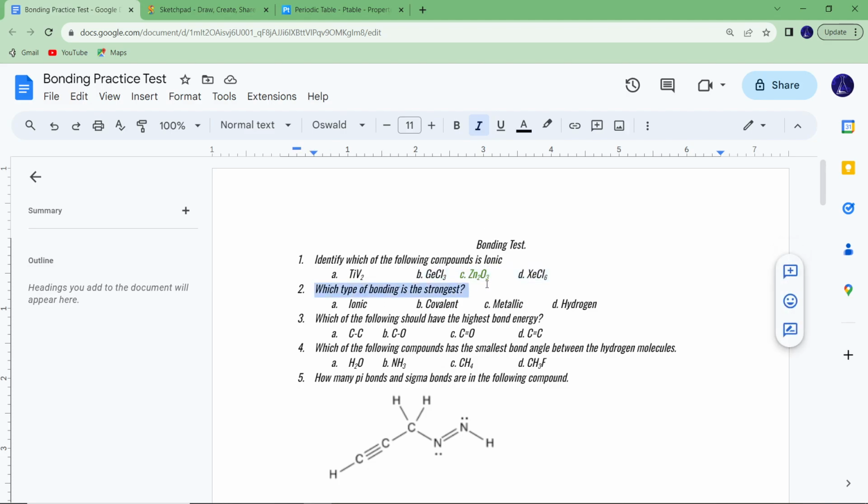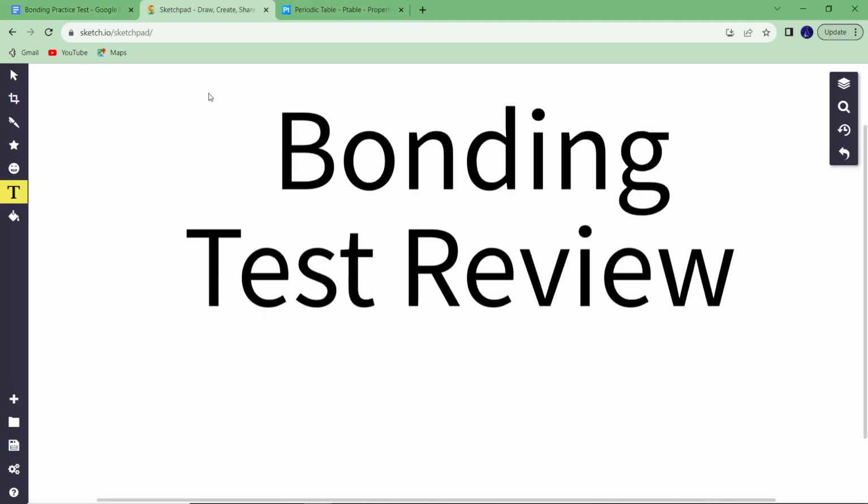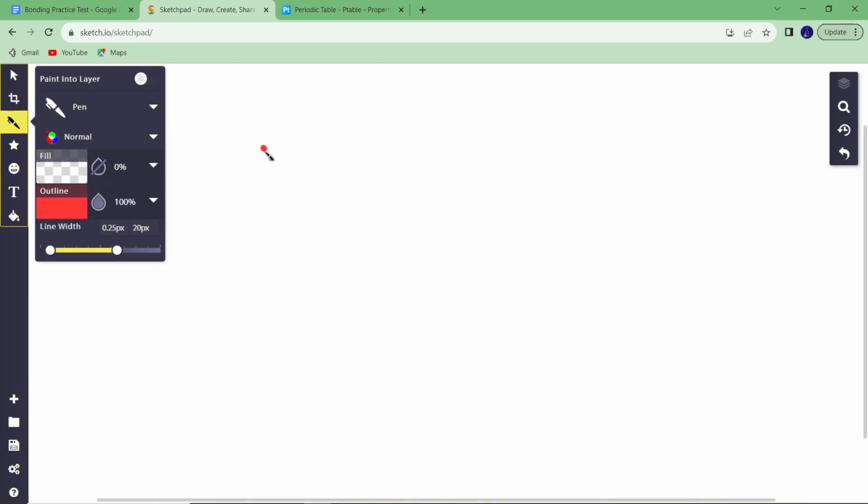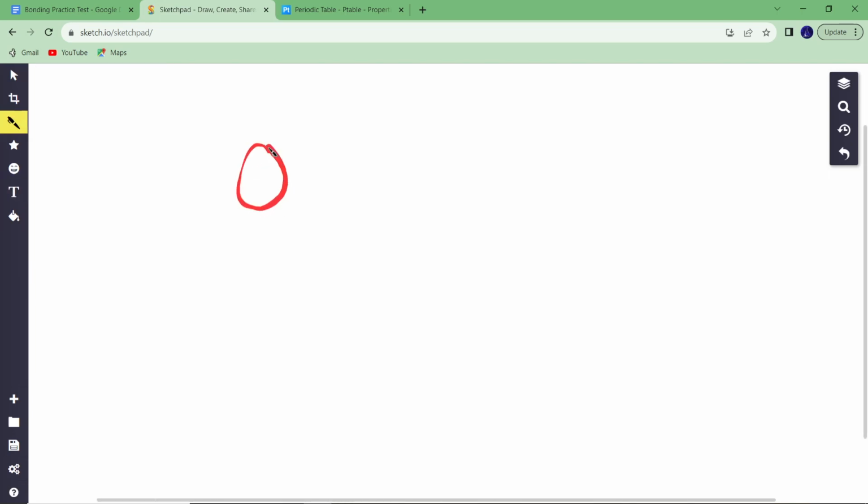Next, it's asking which type of bonding is the strongest. This is just a case where you're supposed to memorize the different bond energies. The theory behind this particular one has to do with the equation that we were working with, Coulomb's law, where we had Q1 times Q2, and then all of this was divided by the radius squared.